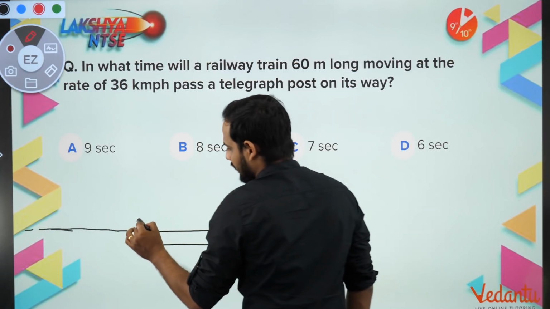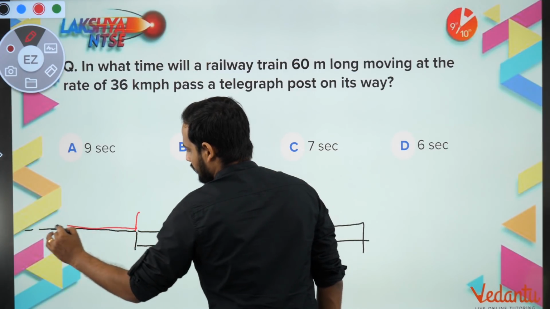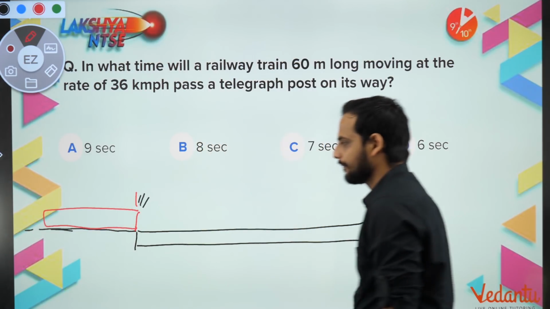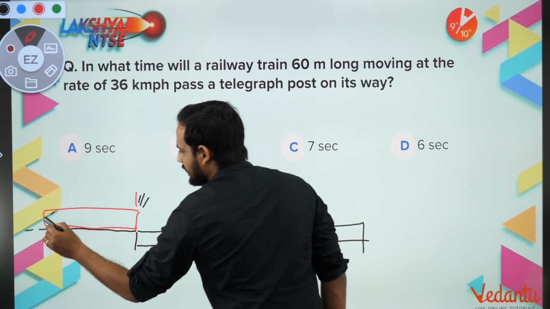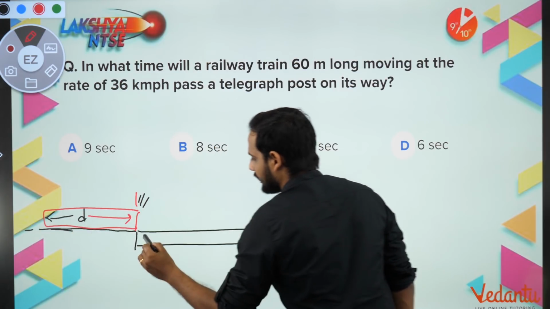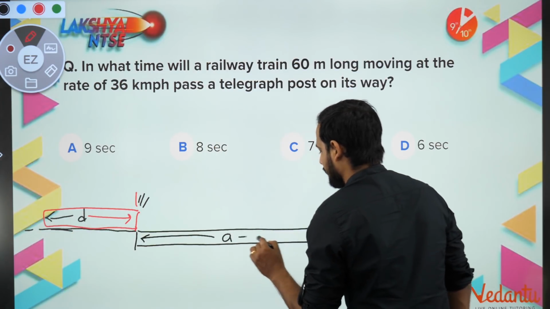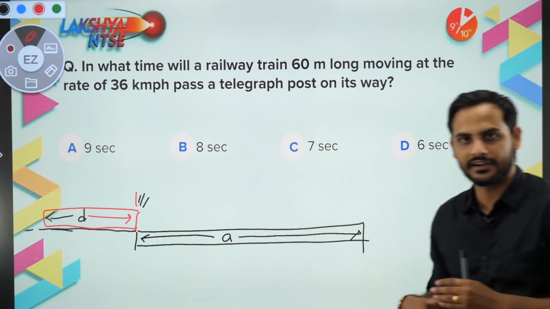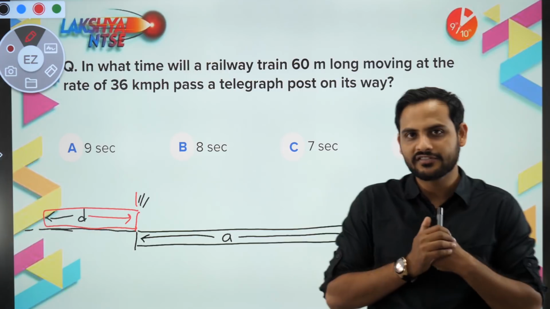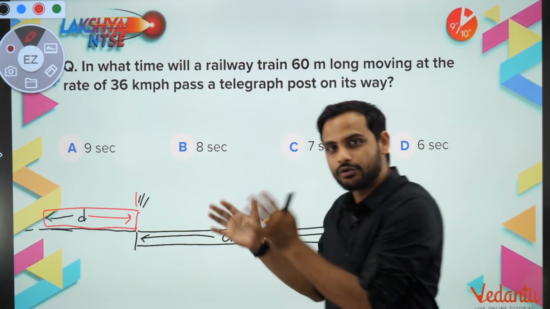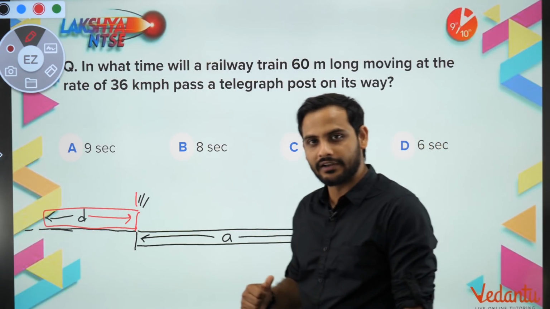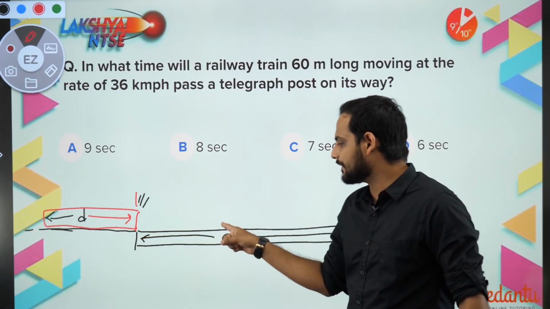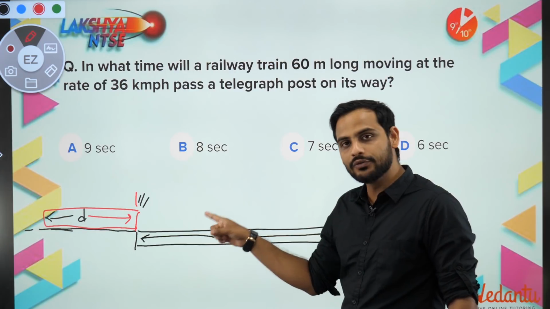Now let us say a train is standing here. This is the train here. The length of the train is D, and the length of the bridge is, let us say, A. Now tell me, bachcho, if it has to cross it, how much distance does the train have to travel? You will not say D, because even if it moves D, it will reach somewhere here only. Now you will say A.